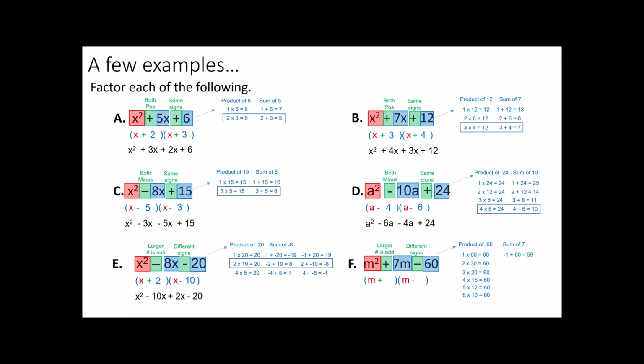So things that add up to be 7. Well, negative 1 and 60 is positive 59. Negative 60 and positive 1 is negative 59. Negative 2 and 30 is positive 28. Positive 2 and negative 30 is negative 28. Negative 3 and 20 is 17. Positive 3 and negative 20 is negative 17. Negative 4 and 15 is 11. Positive 4 and negative 15 would be negative 11. And we can go through and look at all of these.